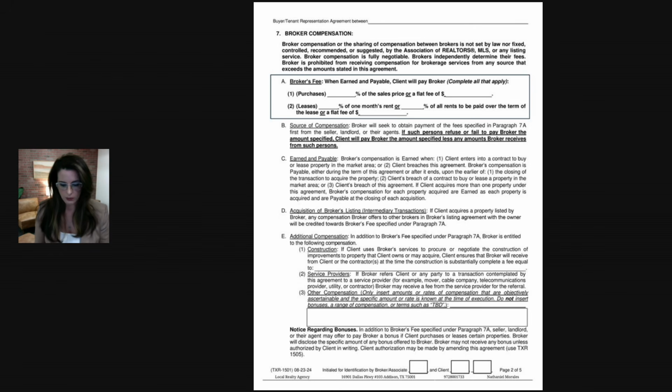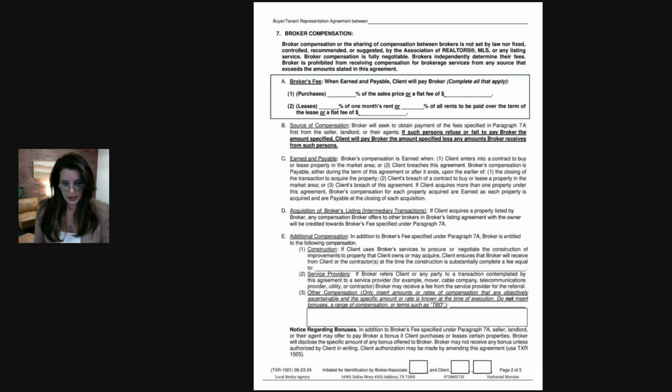Broker's compensation. So this section is just saying that if the broker finds a property, you close and fund on the property, then the broker will be compensated for the services. The box in section A are the broker's fee, and they're earned and payable by client if, only if, right, you acquire a property. So option number 1 is a percentage. It cannot be a range. It has to be an exact percentage. And then the flat fee, no ranges.